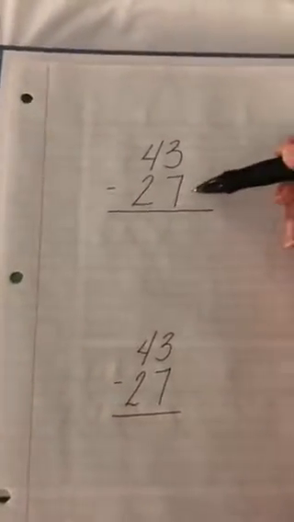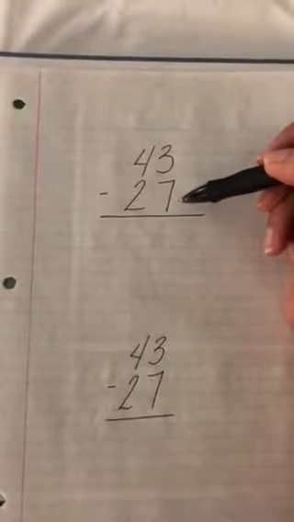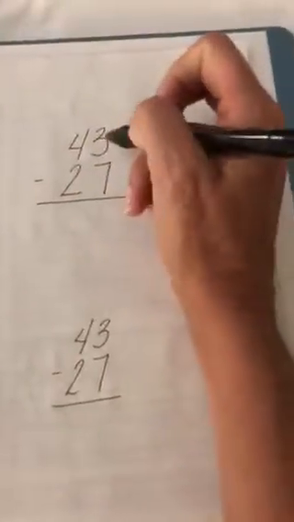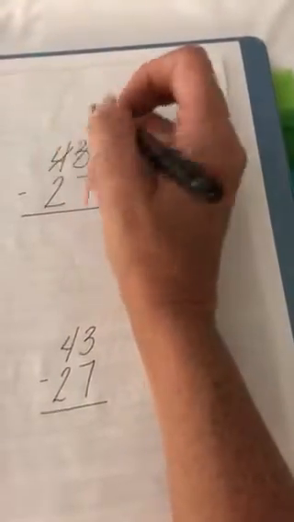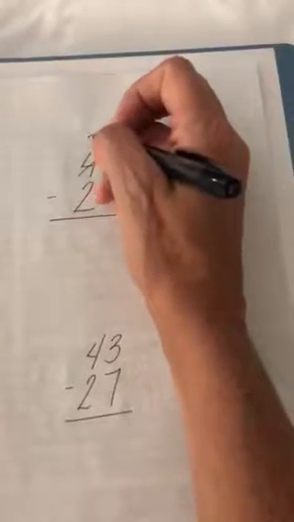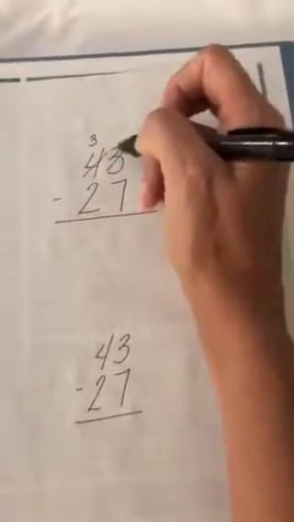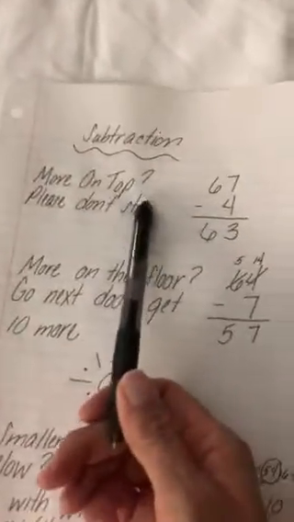So if the number in the ones column is larger than the number on top, we're going to have to go ahead and borrow 10 from next door. So we're going to go ahead and cross our numbers out. Borrowing 10 means we have to take one away from here, add that 10 to our number, giving us 13. And now our number is large enough. We have more on the top, so we don't have to stop.